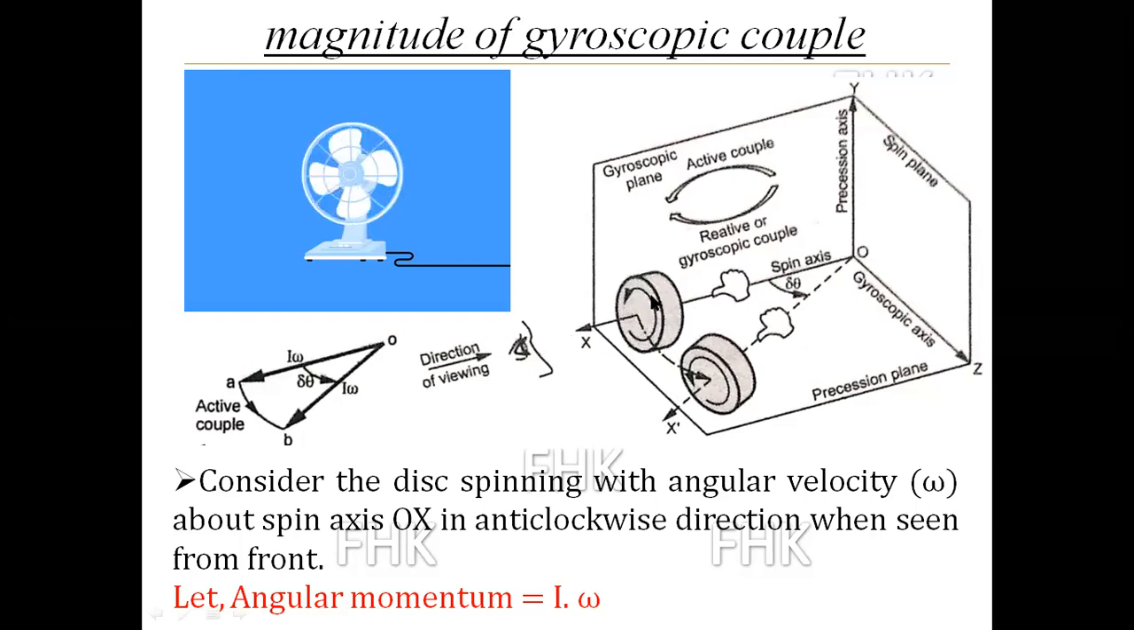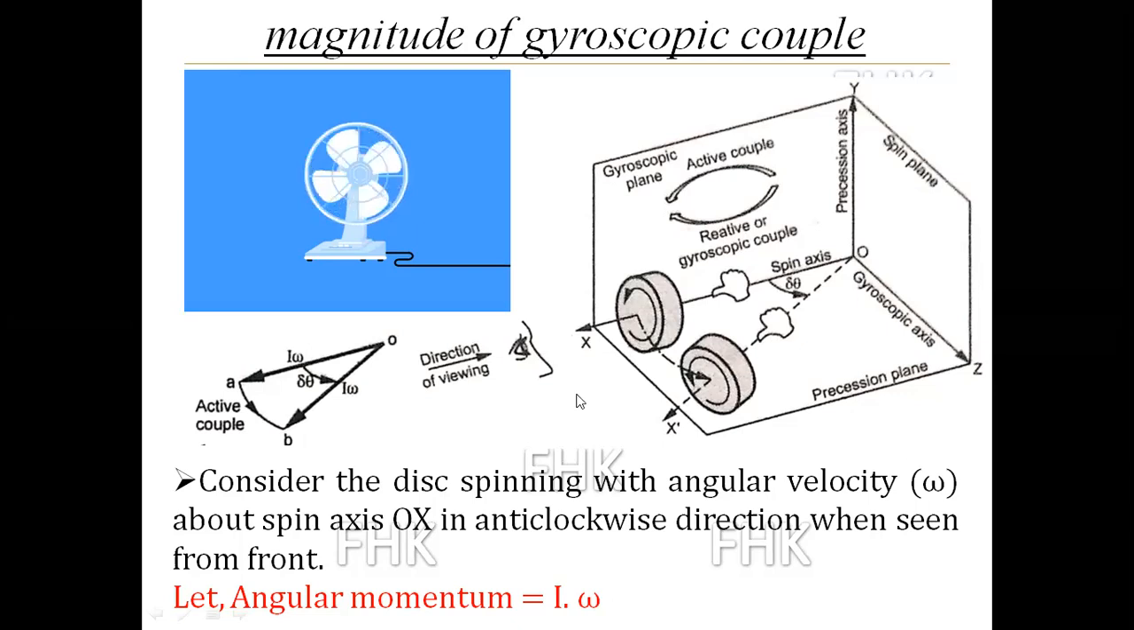Spinning motion you can see in the spin plane, a rotating motion you can see in the precession plane, and the tilting motion or reactive or gyroscopic couple you can see in the third mutually perpendicular plane, which is the gyroscopic plane. So whenever you solve numericals on gyroscope, you have to clearly understand which is the spin plane, which is the precession plane, and which is the gyroscopic plane as per the given condition in the problem statement.